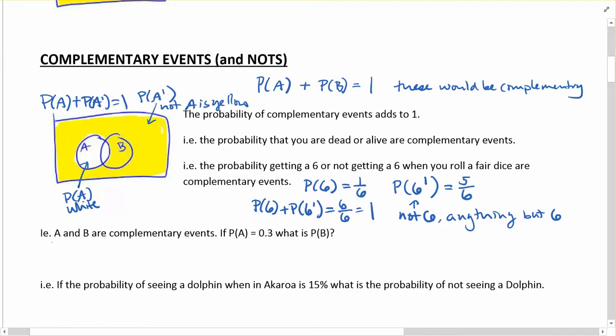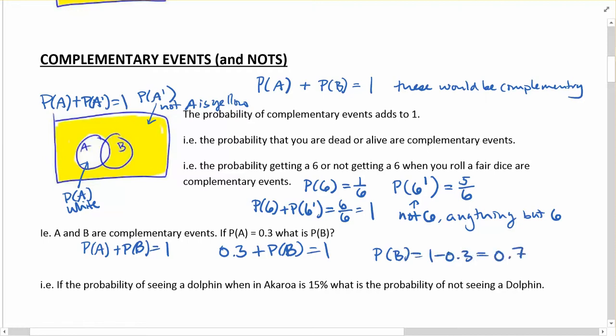Here we've got an example. A and B are complementary events. So if the probability of A is 0.3, what is the probability of B? Well, knowing that they're complementary events, they have to add up to 1. So you could write it out like this. If I have 0.3 plus the probability of B equal to 1, what's going to add up to 1 there to make it complementary? You can think about doing algebra if you want and do some rearranging. But basically, the probability of B is going to be equal to 1 minus 0.3, or 0.7.